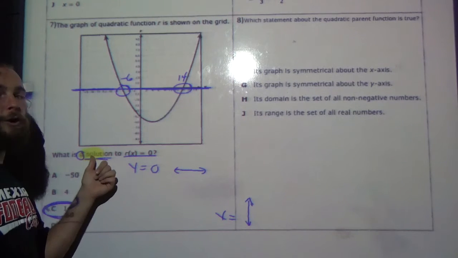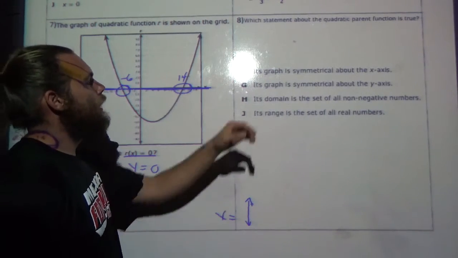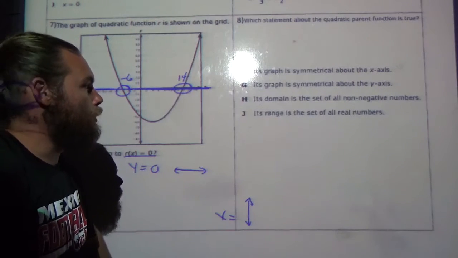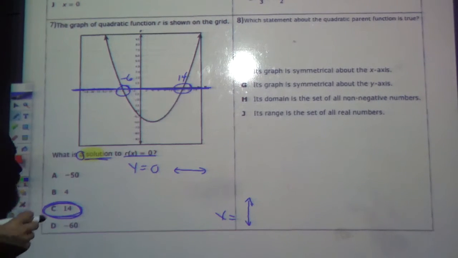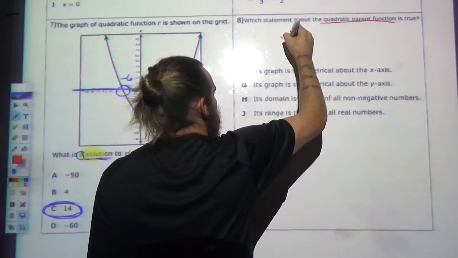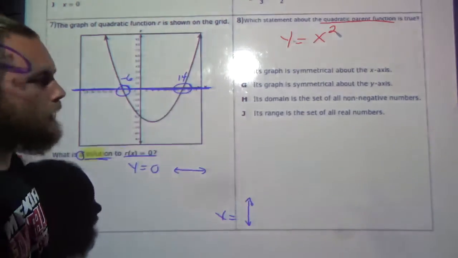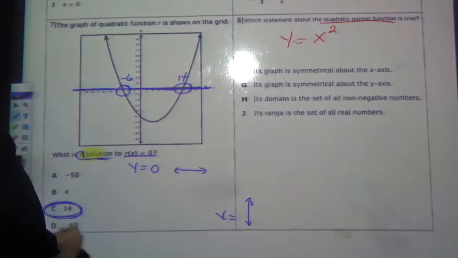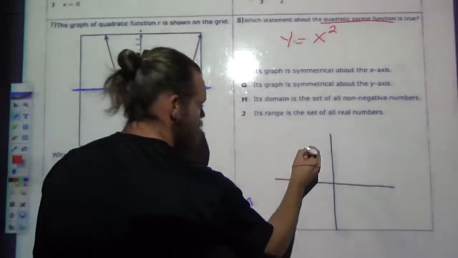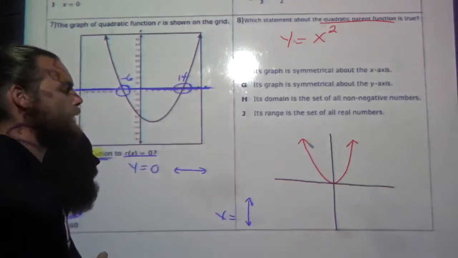Again, remember, solutions are where they cross each other. Where they cross. Number 8 says, which statement about the quadratic parent function is true? I don't remember if we called it the parent function, but we did talk about it. The parent function of a quadratic is y equals x squared. If you were to graph the parent function, y equals x squared, it should look like that right there, where it sits on the x-axis and goes right back up.